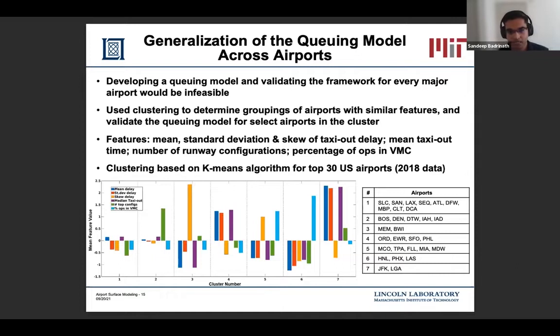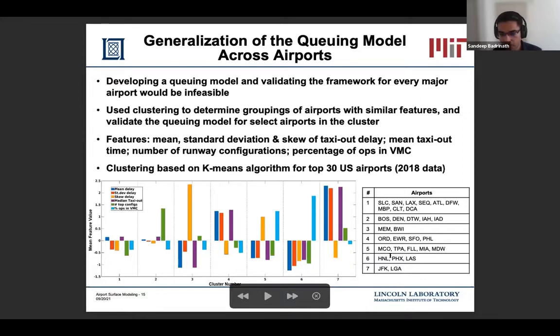For features, we picked statistics of taxi out delay. We picked mean, standard deviation, and skew. Mean taxi out time represents how big the airport is, how congested the airport is, number of runway configurations, and percentage of operations in VMC that reflects the weather at the airport. So using these features, we clustered the top 30 airports in the US into 7 clusters. And the table on the right shows those 7 clusters, the airports belonging to those 7 clusters. And the diagram on the left shows the mean feature value for each of the 7 clusters.